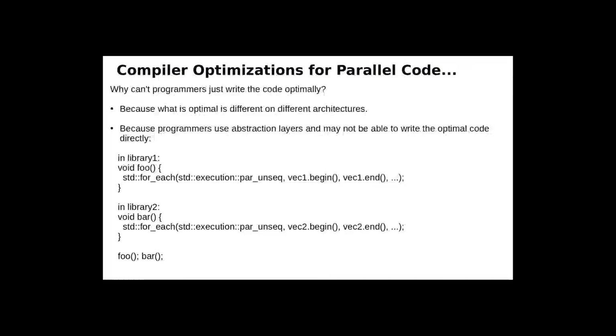You might think that it should be the programmer's responsibility to directly write code that is optimal across different architectures. And to some extent, programmers try to do this, but it's important to realize that there are constraints. Programmers use abstraction layers in order to manage development across large teams of programmers, and they might not be able to write optimal code directly. The code that has to run in parallel and that might benefit from running together might be in separate library components, for example.